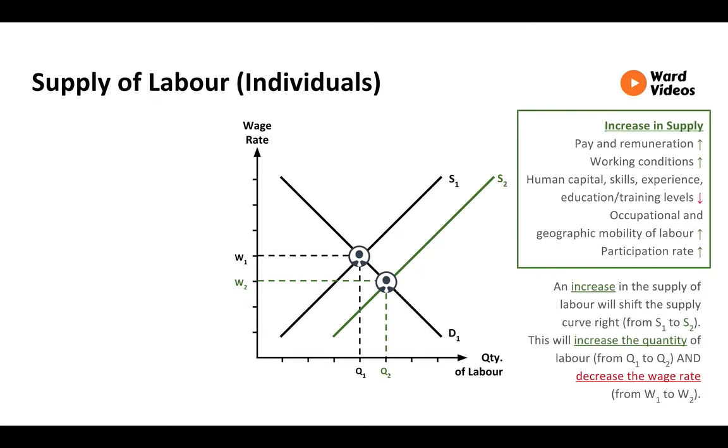Factors which will increase supply of labour are pay and remuneration increases, working conditions improve, human capital, skills, experience, educational training levels decrease, i.e. there are lower academic training requirements, occupation and geographic mobility of labour increases, and the participation rate increases.